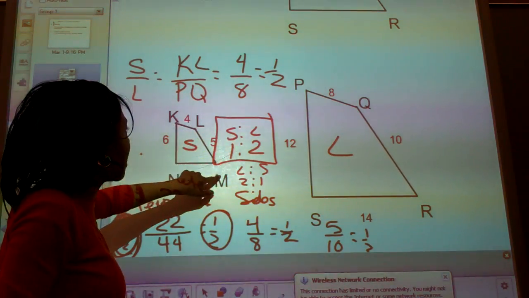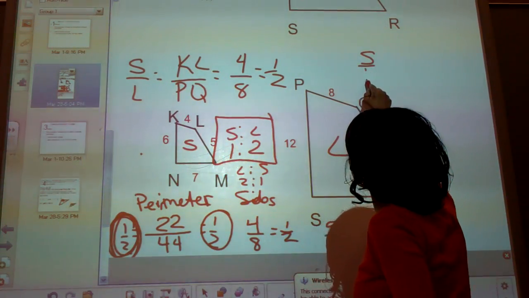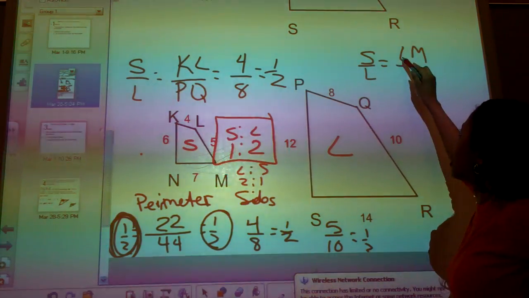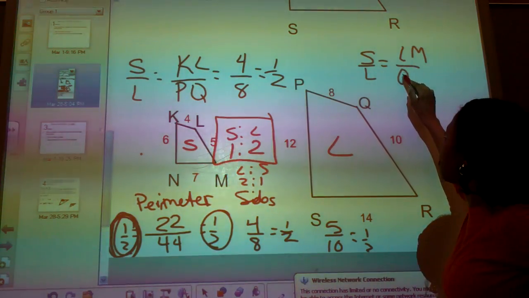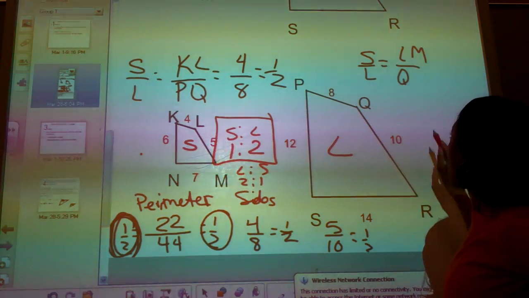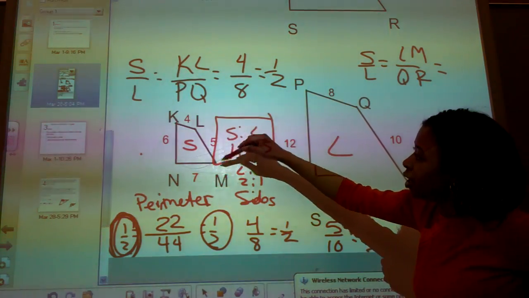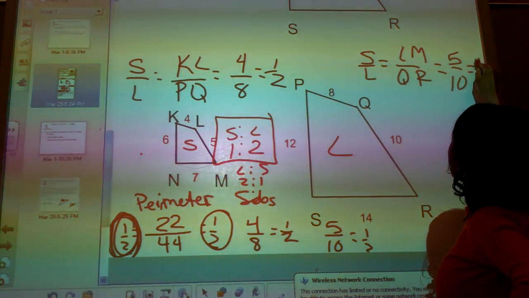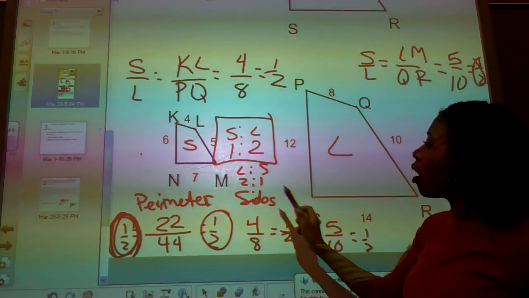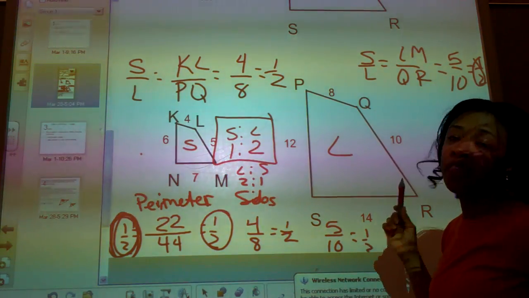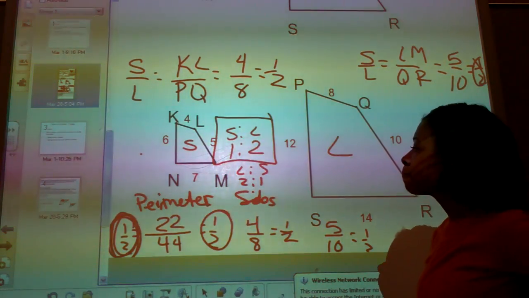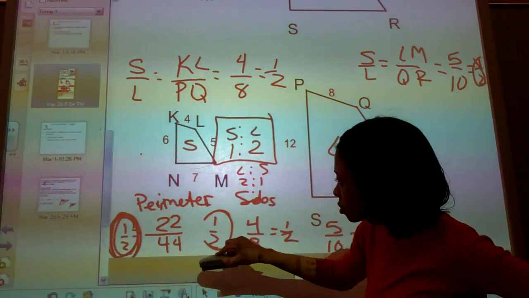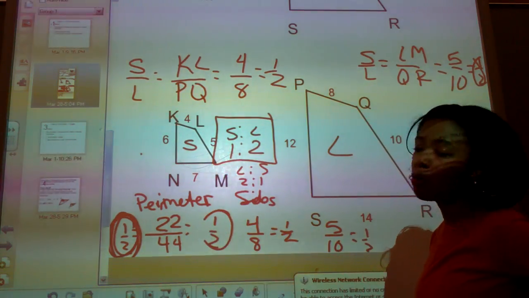Let's check another one. Let's look at LM. If I'm doing small to large, LM compared to QR, and L corresponds to Q, so I write it in the same order, and M corresponds to R, so I write it there. What's the length of LM? It's 5 over QR, which is 10, and again, the ratio is still 1/2. So I can compare all of these side lengths, and they should all be proportional with the 1 to 2. Okay? If I do the ratio as small over large, you need to be consistent and always do small over large.